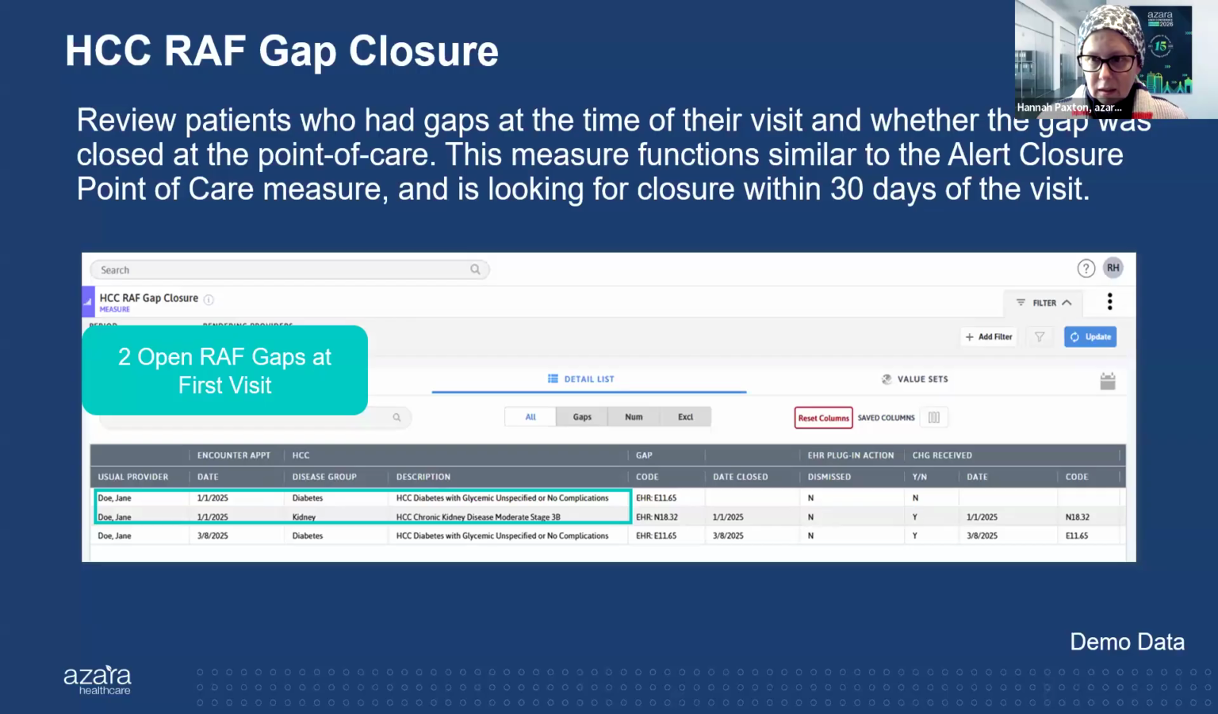And let's see. Yep, and the denominator is going to be that count of open HCC RAF gaps for the patient at the time of their kept appointment. So the patient has to have at least one open HCC RAF gap in order to qualify for the measure.